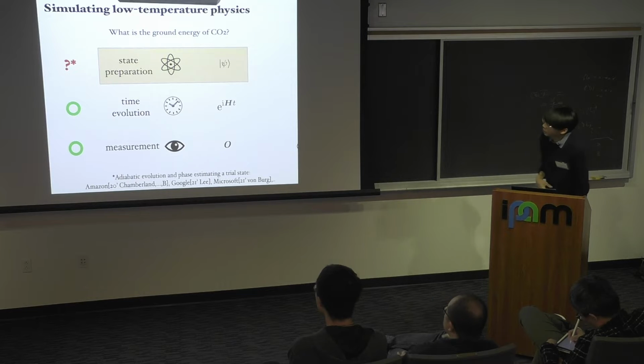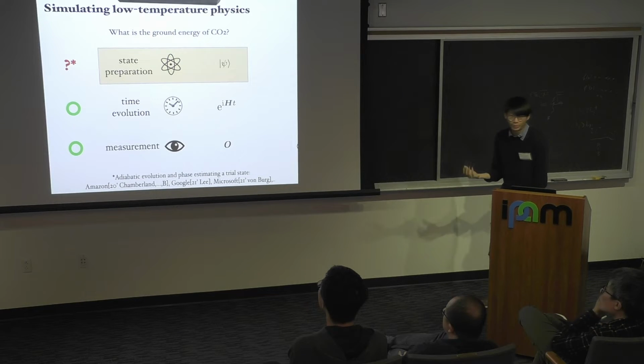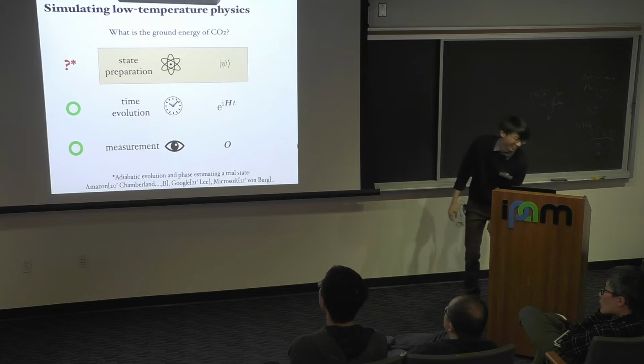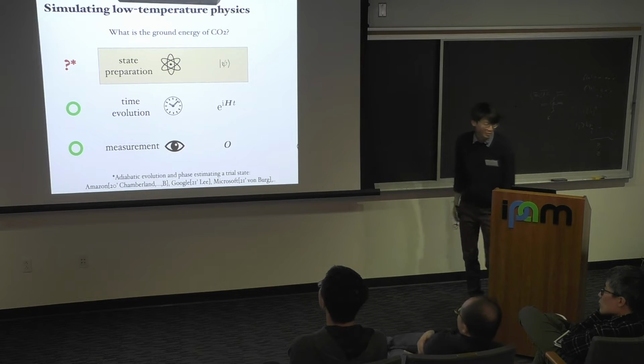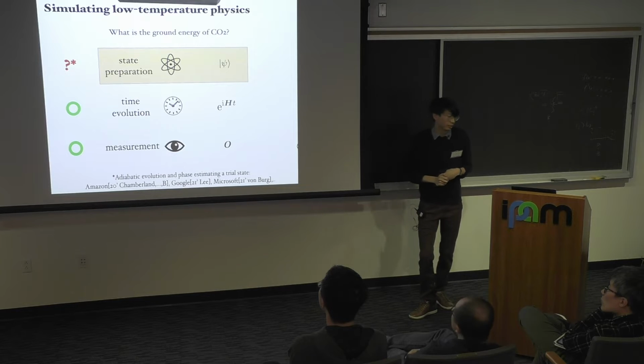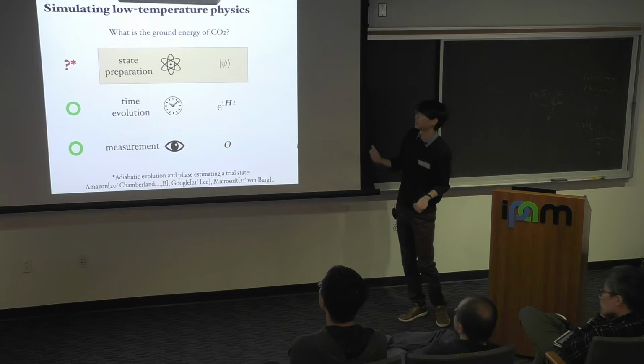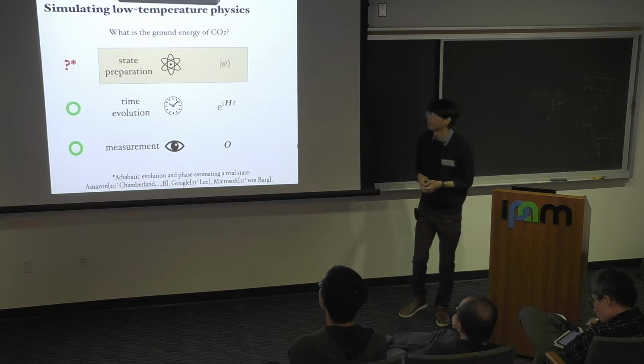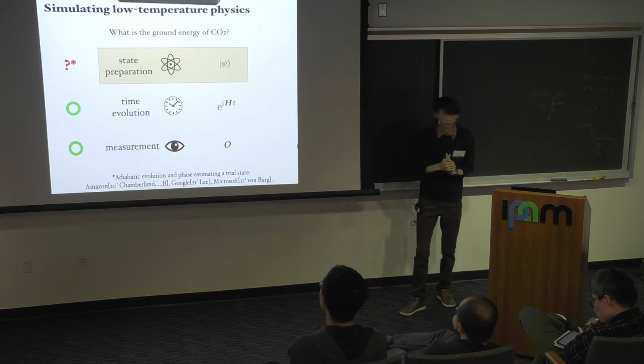But since there are some industry activities around, I want to give a practical motivation. You probably have heard this motivation a gazillion times. But suppose you can run Gibbs sampling and prepare a quantum Gibbs state. One thing that you might want to do is to use it to simulate quantum systems, to simulate low temperature physics.